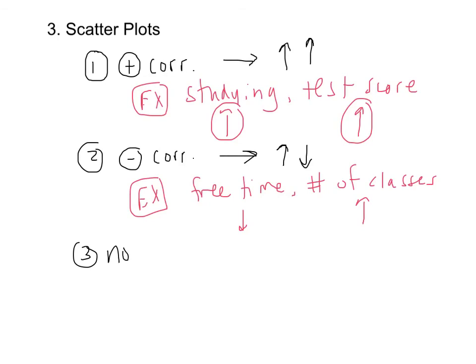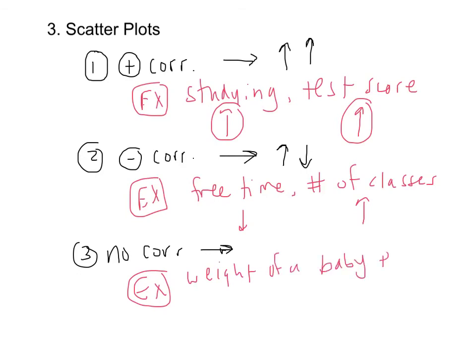Lastly, there's no correlation. No correlation means that the variable does not depend on the other variable. So a good example would be maybe the weight of a baby and the hair color. If you look at those two variables, it does not matter, so it's not like if the baby's 7 pounds, it's going to have brown hair. There's no correlation between those two variables.